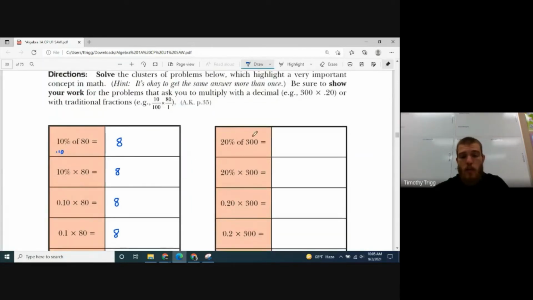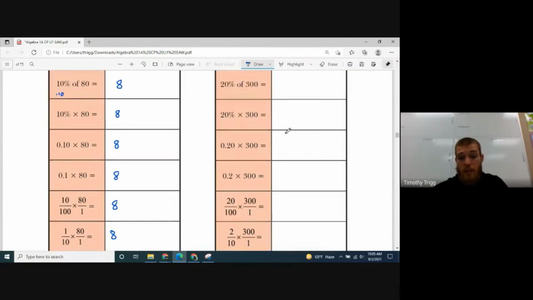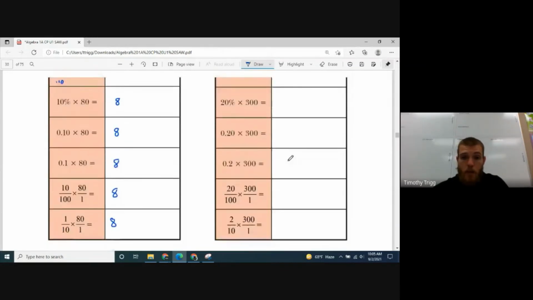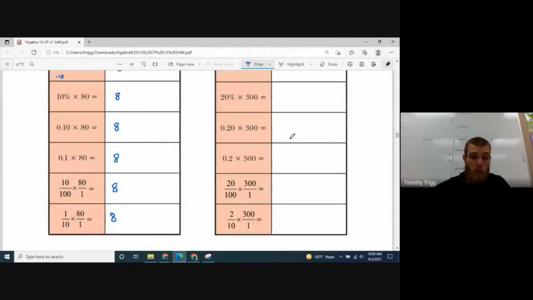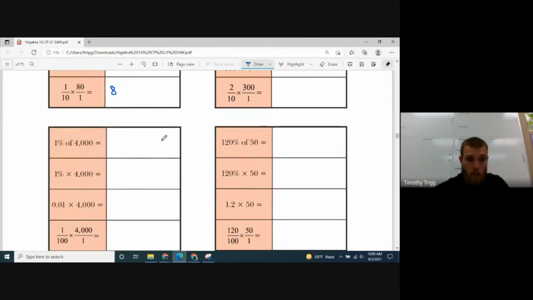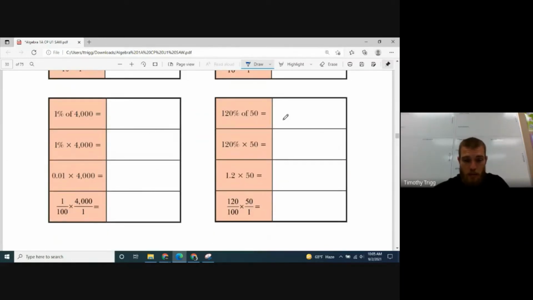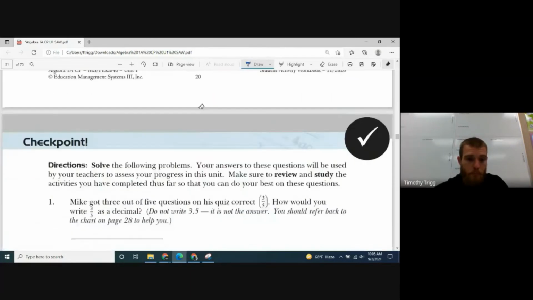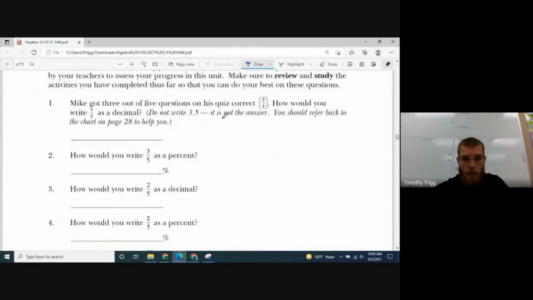Okay. See if you can do this one on your own. So find 20% of 300, and all of these will actually be the same answer. Okay. So these are all ways of looking at the same question. Okay. See if you can do the rest of these on your own. All right.